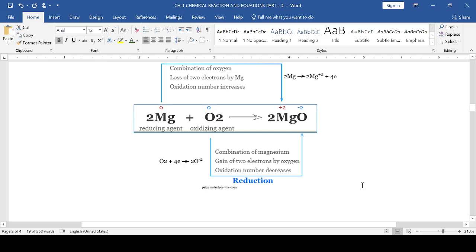In the near future, after the completion of all the chapters, we are going to discuss the question answers also. First you understand the content and the subject, students. So reduction here: combination of magnesium with oxygen, gain of 2 electrons by oxygen, oxidation number decreases, so it is called a reduction reaction.